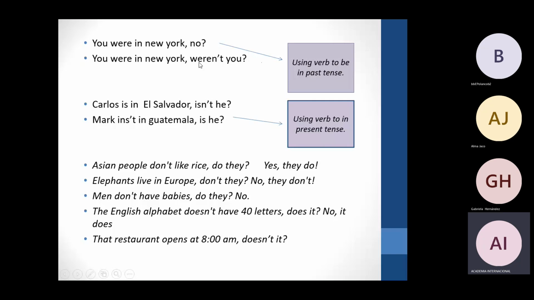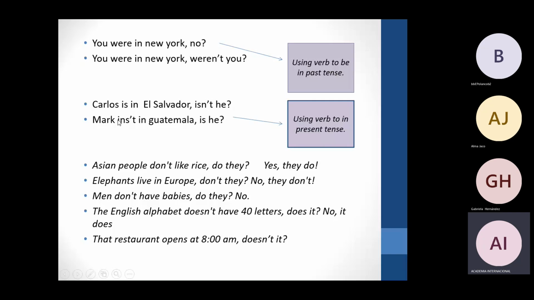¿Por qué en sí utiliza weren't? Porque obviamente estoy utilizando el verbo to be en pasado, ¿verdad? Y la primera oración es afirmativa. You were in New York. Entonces, todas esas cosas debemos fijarnos. Weren't you? Y aquí dice using verb to be in present tense. Y el presente, que ya estamos más familiarizados con el presente. Carlos is in El Salvador, isn't it? Isn't he? That can be confused because I'm talking about him, so I'm not talking about a thing or an object. I'm not going to say, isn't it? Okay. It was a mistake. So I said, isn't it? But I mean to say, isn't he? Quise decir, isn't he? Carlos is in El Salvador, isn't he? Entonces es como que quiero confirmar. Carlos está en El Salvador, ¿no?